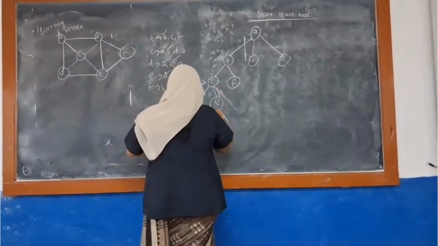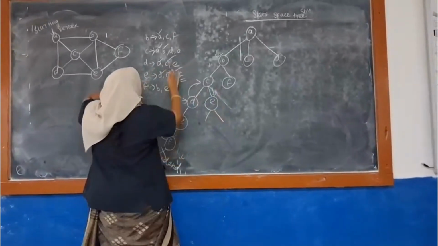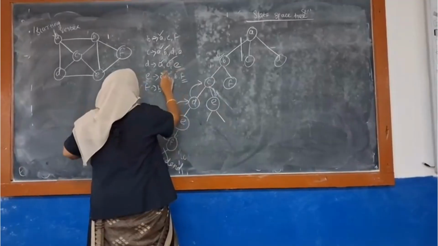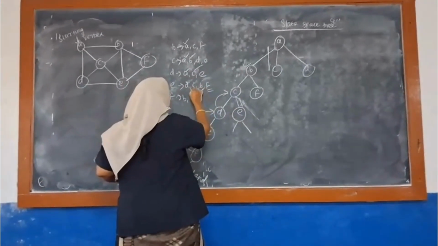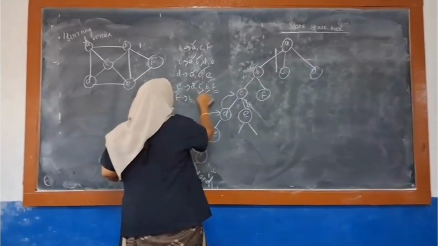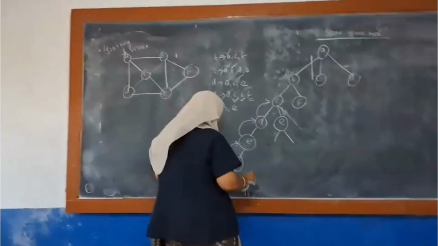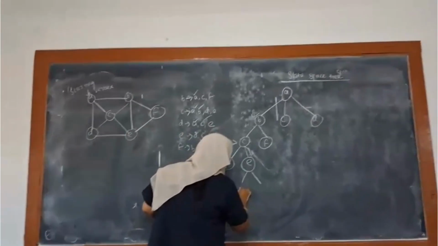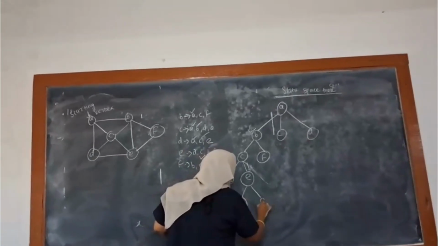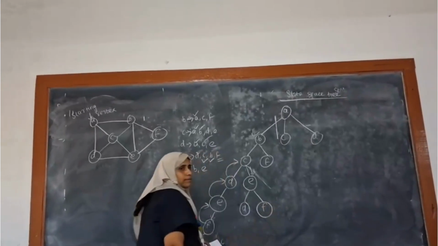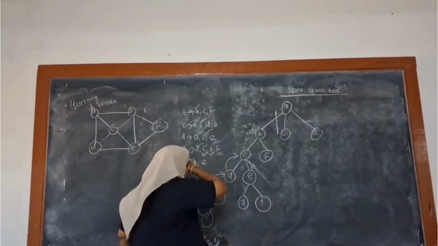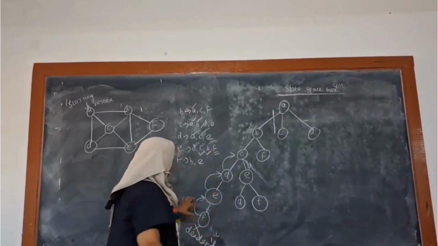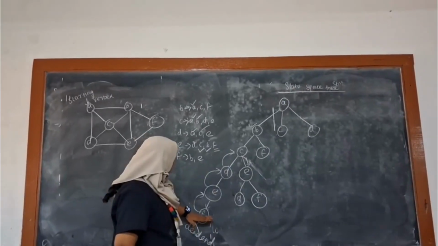Okay, so from this E, the neighbors are D, C, B, F. So B is there, C is there. Who are not there? F and D are not there. So I am taking B and F. Okay, clear? Okay. So I am repeating again.